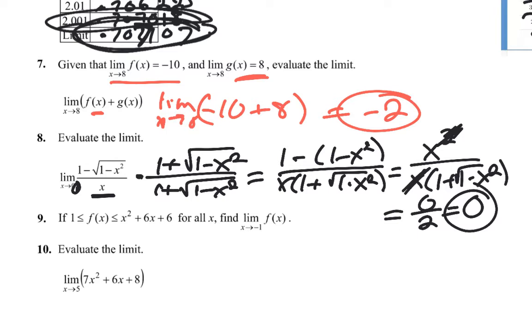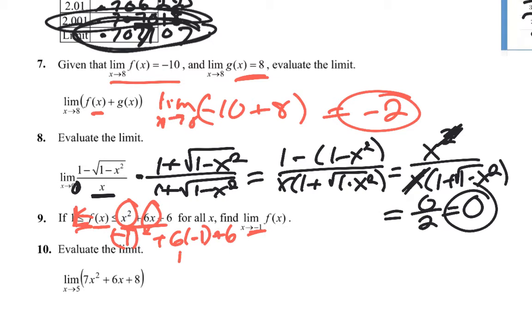Oh, I like this one. This one, when I see the function in the middle here, it's a squeeze function. Okay, using the squeeze theorem. I want to know the limit when x goes to negative 1, so I'm going to plug in a negative 1 for my x. So this is negative 1 squared plus 6 times negative 1 plus 6.